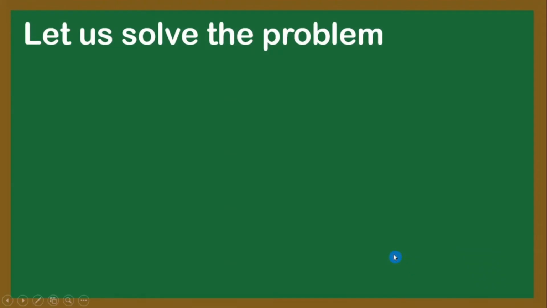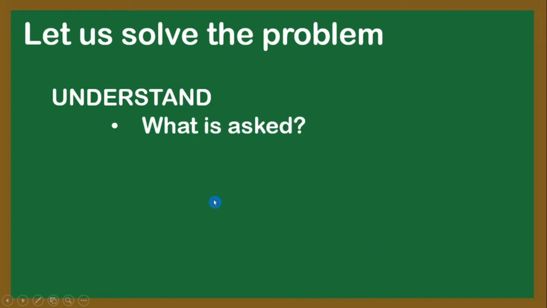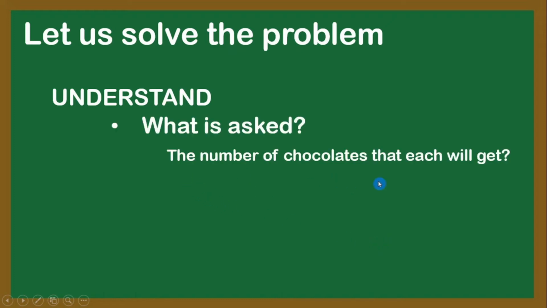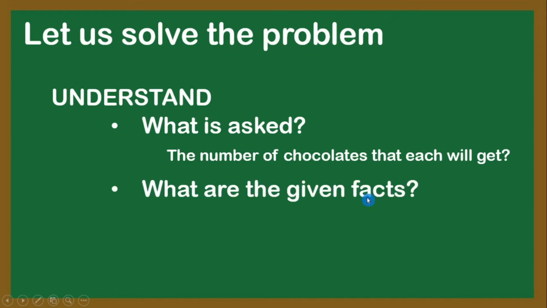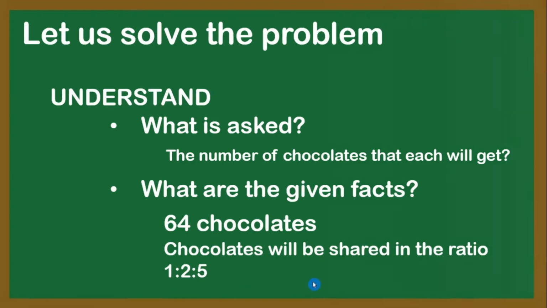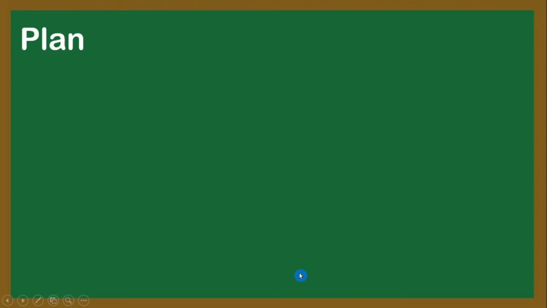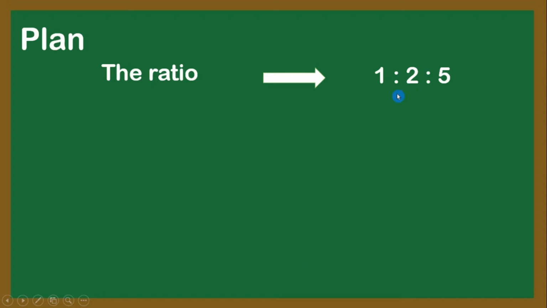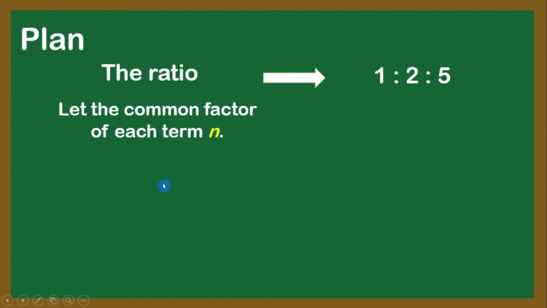Now, let us solve the problem. Let us understand what is asked, the number of chocolates that each will get. What are the given facts? 64 chocolates, and chocolates will be shared into the ratio 1:2:5. Now, let us have the plan. The ratio is 1:2:5. Let the common factor of each term be n.